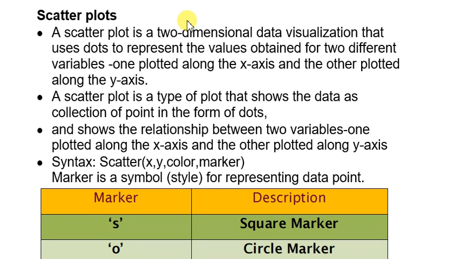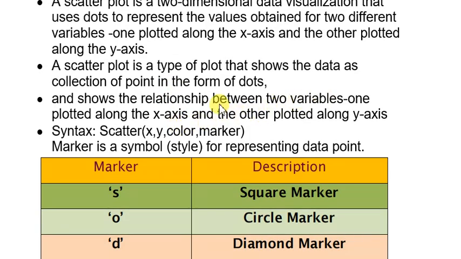Data visualization, scatter plots. The scatter plot is a two-dimensional data visualization that uses dots to represent the values obtained for the two different variables, one plotted along the x-axis and the other plotted along the y-axis. The scatter plot is a type of plot that shows the data as a collection of points in the form of dots and shows the relationship between two variables, one plotted along the x-axis, another plotted along the y-axis.